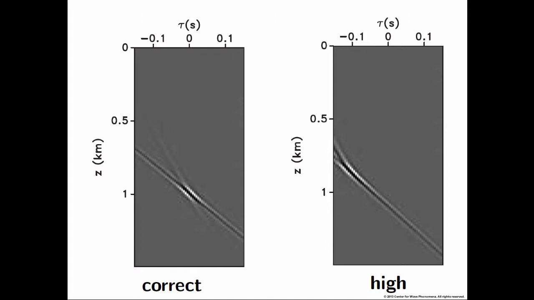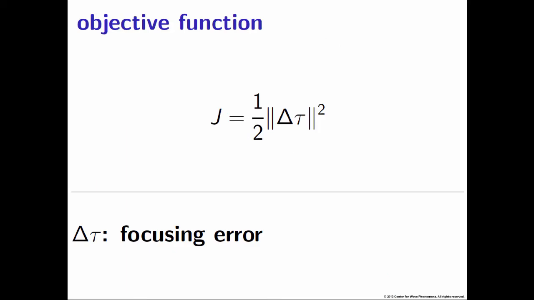And we will use the horizontal distance between the focus and 0 tau as a measure for the accuracy of the velocity model. So we define this horizontal distance as delta tau, and use this to measure the velocity error. So for our inverse problem, we can define an objective function based on delta tau, which is simply the L2 norm of delta tau, and we refer to delta tau as the focusing error in our method.